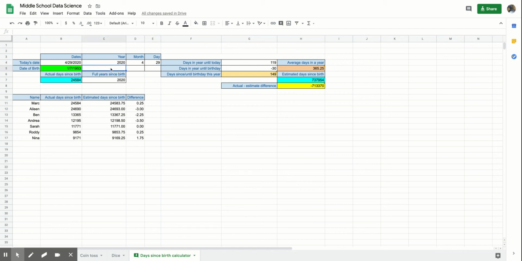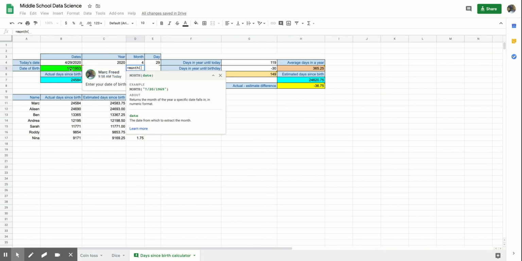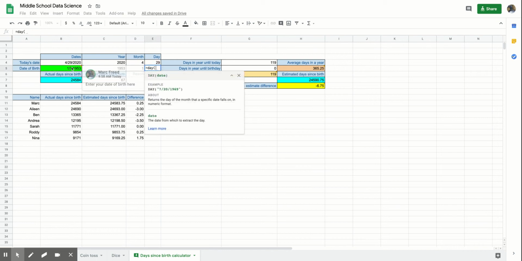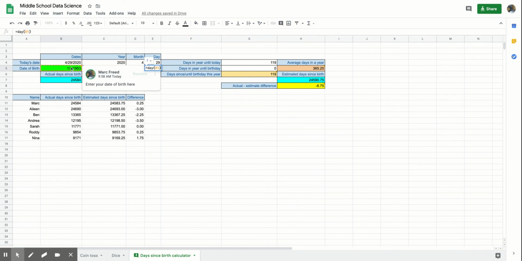Let me do this first, my birthday. So I'm going to do the same thing here. I'm going to say equals year, and I'm going to click on my birthday, date of birth, I should say. I'm going to say equals month. Once again, click on my date of birth and day. Click on my date of birth. So now I've broken it down.